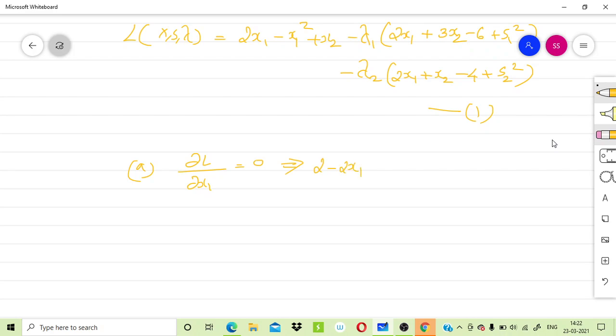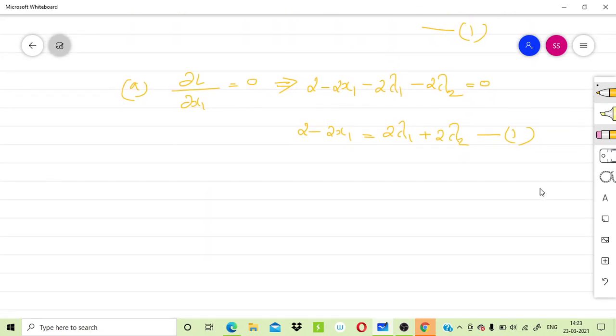minus 2 lambda 1, minus 2 lambda 2, equal to 0. That means 2 minus 2x1 will be equal to 2 lambda 1 plus 2 lambda 2. This is equation number 1.